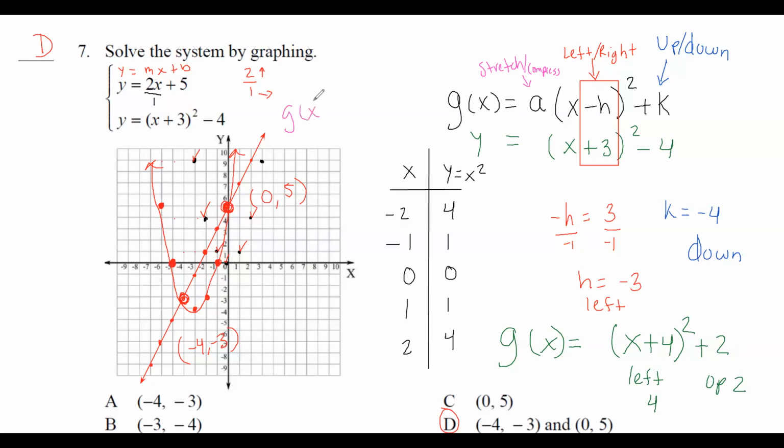Okay, let's do another one. g of x equals (x minus 16) squared minus 16. All right, what about this one, guys? How is this one moving?